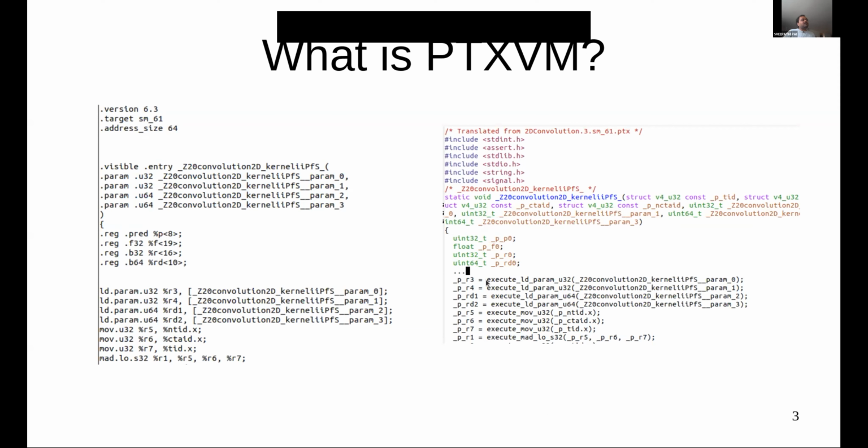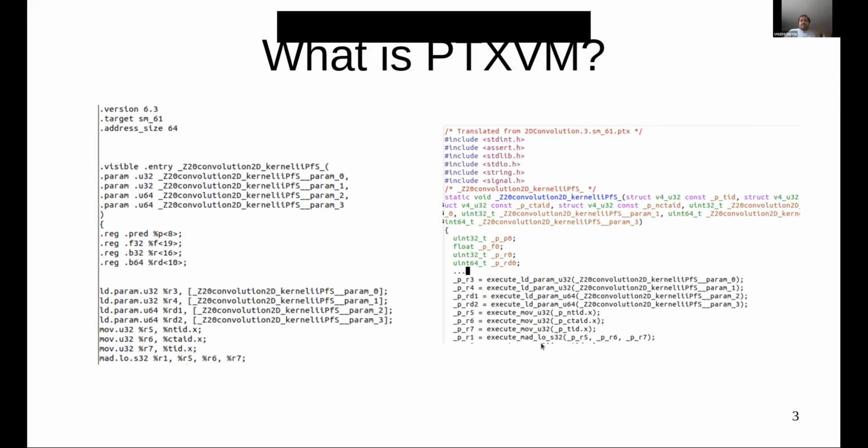What PTX VM does is it translates that code into C, plain C. Well, it's not plain C, it's C11. So what you see over here is a translation of this PTX code into C. You see the functions being mapped to C functions. You see the registers being mapped to C variables. And then you see each of these instructions being translated into function calls. And this, at a very high level, is what PTX VM does. It's not an interpreter. It's translating from PTX to C.